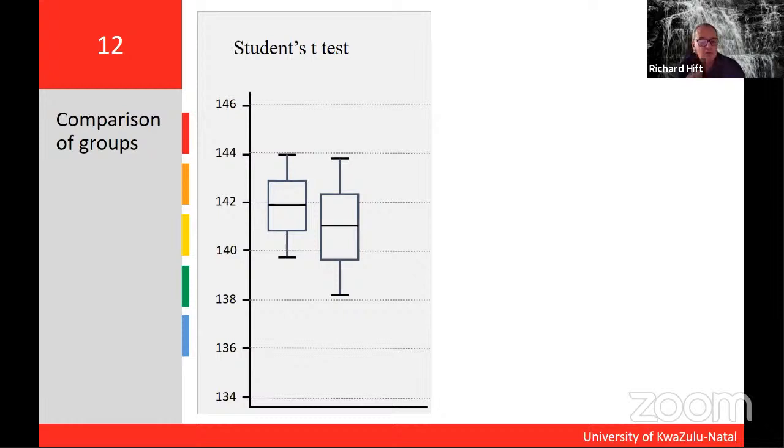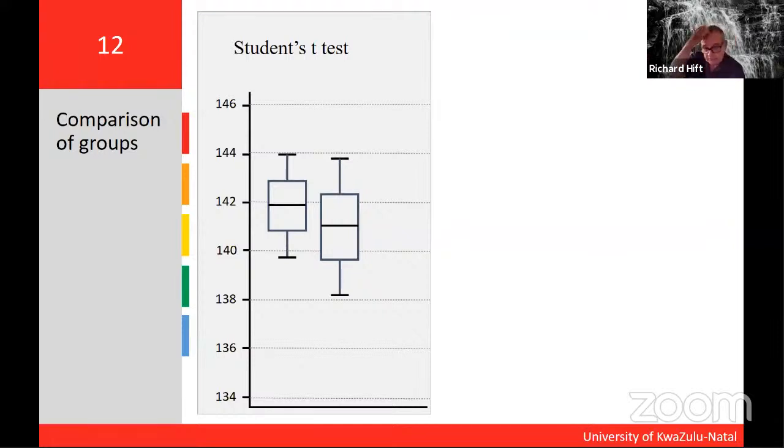So again, if you're going to write in your methods that you used student's t-test, you can't do that if you've got no idea of what student's t-test is used for and when it's appropriate. Now, you don't even have to know how to do a student's t-test, but you can't write it up in your methods if it's, you know, like speaking Martian or Russian or something to you.